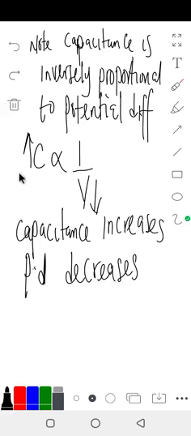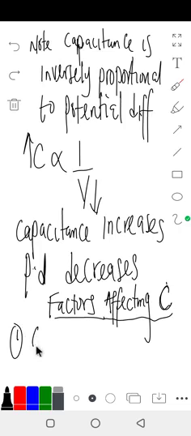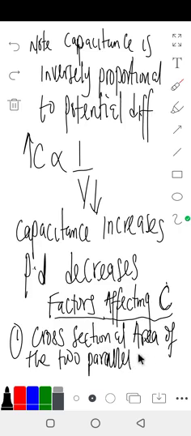Let us go to factors affecting capacitance of a capacitor. Factors affecting C. That means C means what? Capacitance of a capacitor. Number one, cross-sectional area of the plate, the area of the two parallel plates.